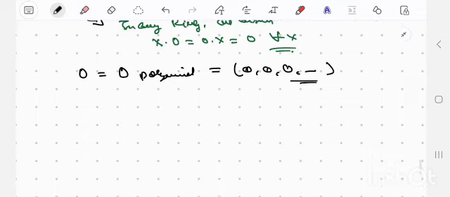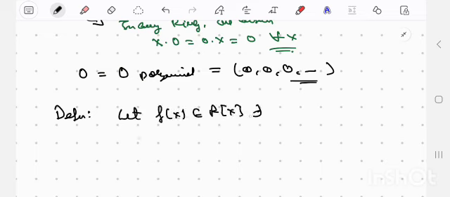Fine. An important definition: let f(x) be an element in Rx such that f(x) equals summation ai x to the power i, i ranging from 0 to n. I do not often write how i ranges. You can just think of the summation to be always from 0 to n, unless specified.